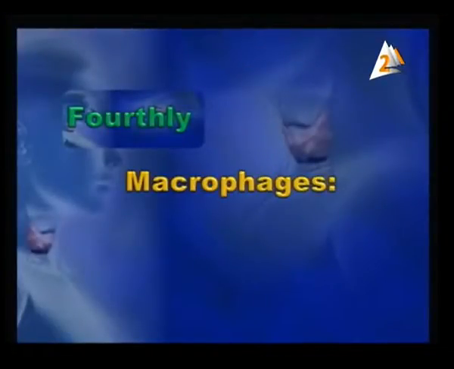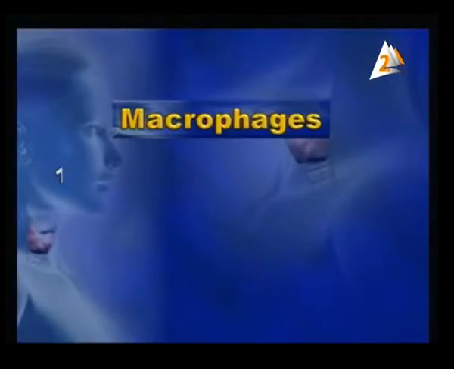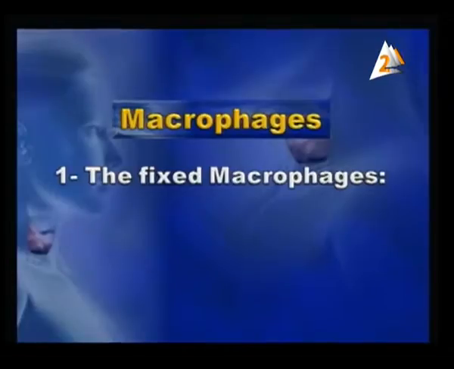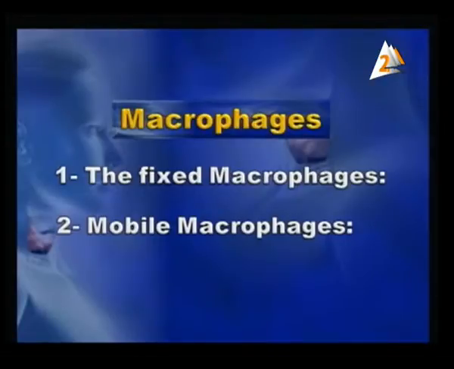The fourth part of the immune system is the macrophage. Macrophages include two types: the first is the fixed macrophage, and the second is the mobile macrophage. Fixed macrophages are found in most body tissues. Their type and name depend on the tissues where they exist. They are phagocyte cells, ready to engulf foreign particles as well as microorganisms.